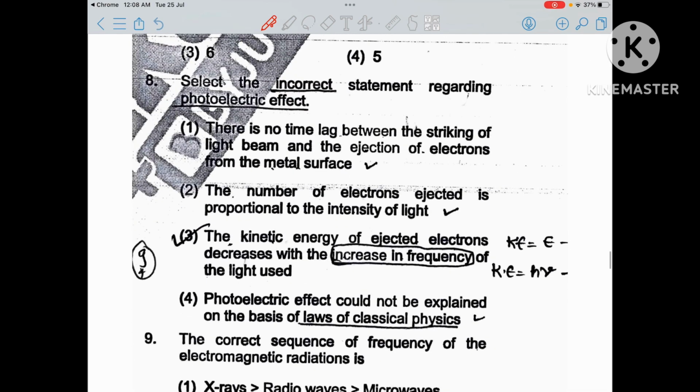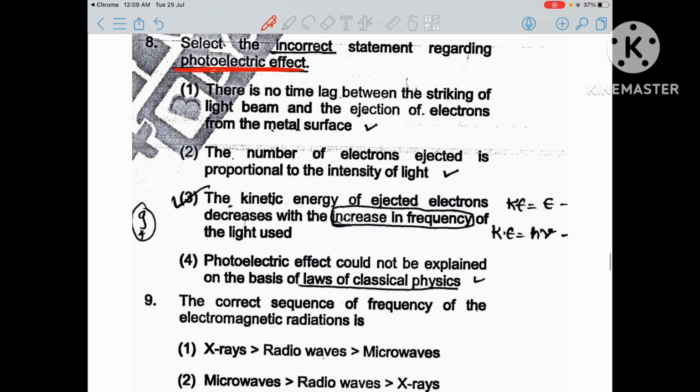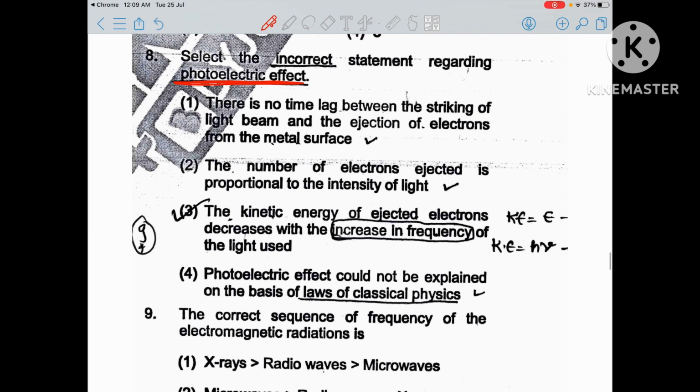Okay, select the incorrect statement regarding photoelectric effect. This is a very wonderful phenomenon which I'll be uploading in the upcoming videos as well. So here he is asking about the incorrect option. No time lag between the striking of the light beam and the ejection of the electron: it's absolutely right. The number of electrons ejected is proportional to the intensity: yes.